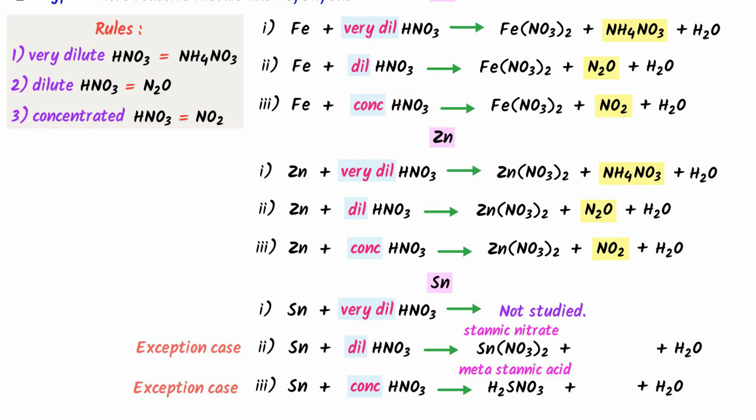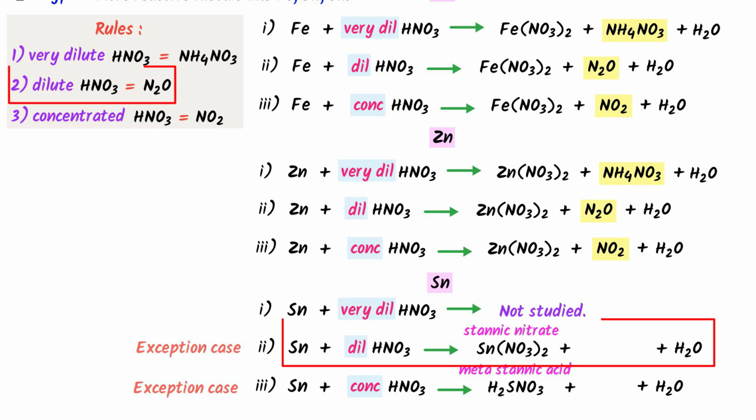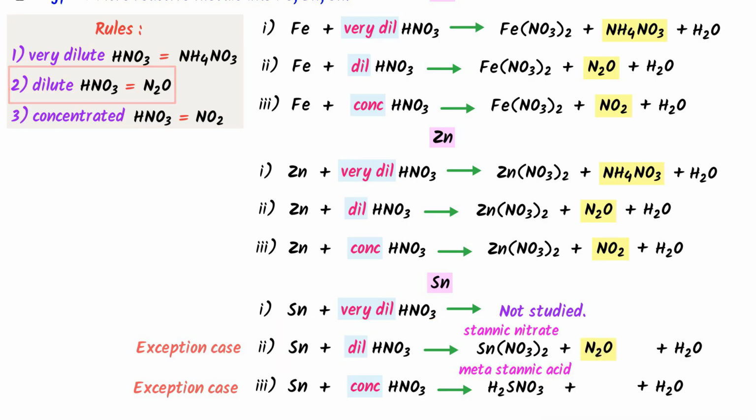Now what about the third product of these two reactions? Well, according to the given rules, you can say that in case of dilute HNO3, it is nitrous oxide, and in case of concentrated HNO3, it is nitrogen dioxide. But they are wrong. Here, you have to remember this simple trick.